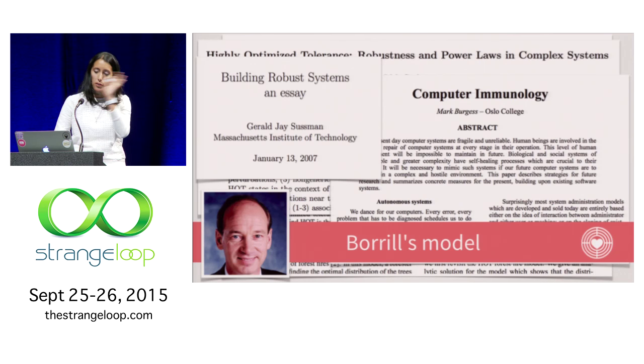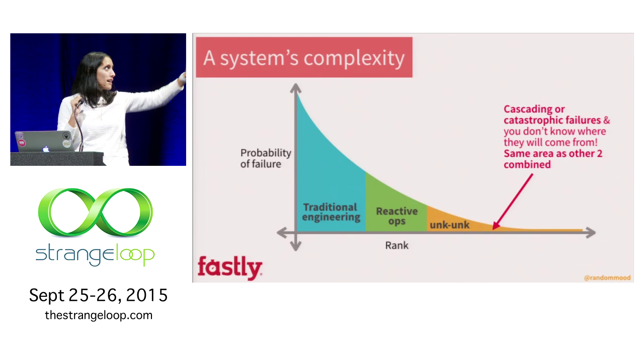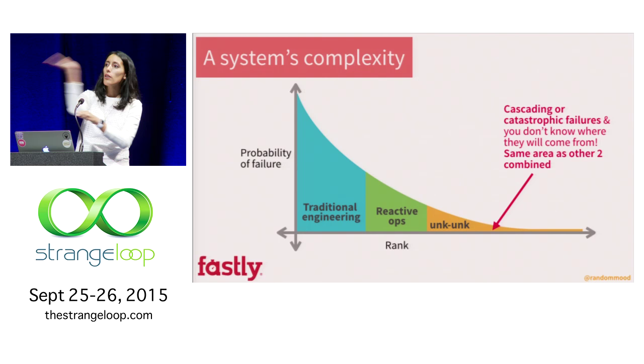They give us a different visualization for system complexity. On one side, we have the probability of a failure. On the other side, we have the rank, which is defined as the order from the most probable to the least probable. The most probable we can address with traditional engineering. Then we can go to reactive operations, where maybe we cross the error boundary and say, we shouldn't do this again, and then we put it into a playbook or something that we do.